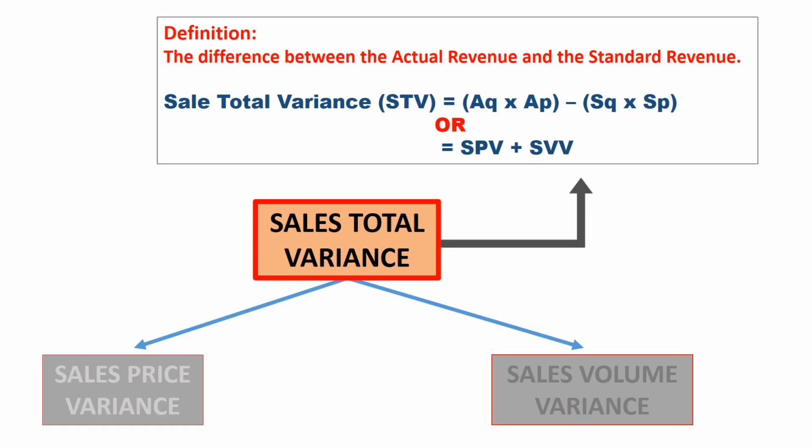The sales total variance is the difference between the actual revenue and the standard revenue. Actual revenue is AQ multiplied by AP. Standard revenue is SQ multiplied by SP. Or simply, you can add the sales price variance to the sales volume variance in order to obtain the sales total variance.